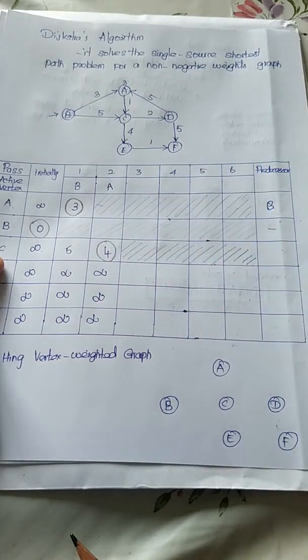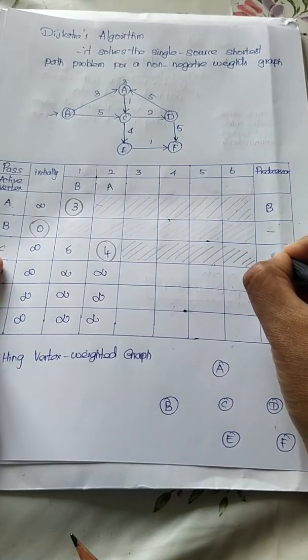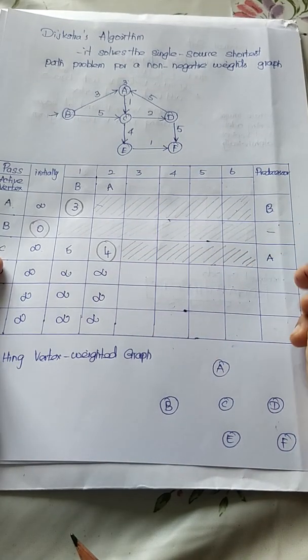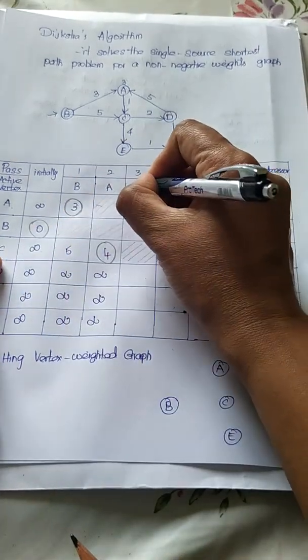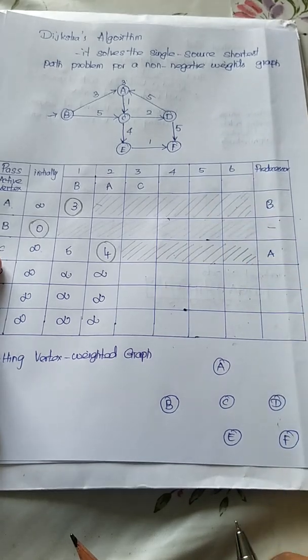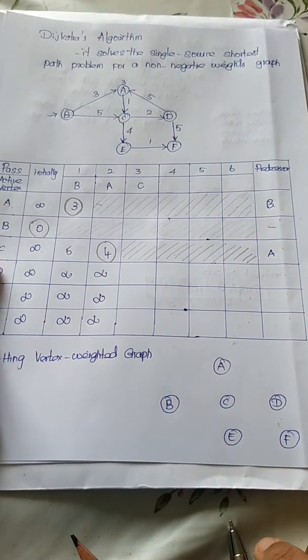A to C, I come from where? I come from A. This is the predecessor. I go to C. So where are you now? C. So that is the vertex. I'm going to start now. Okay, fine.